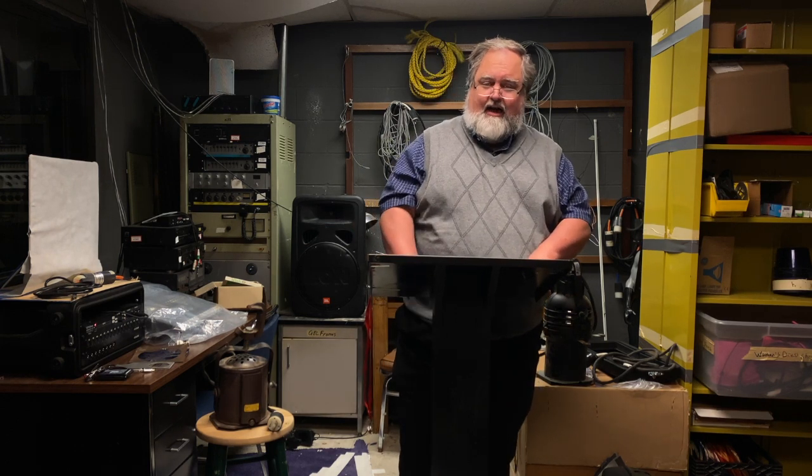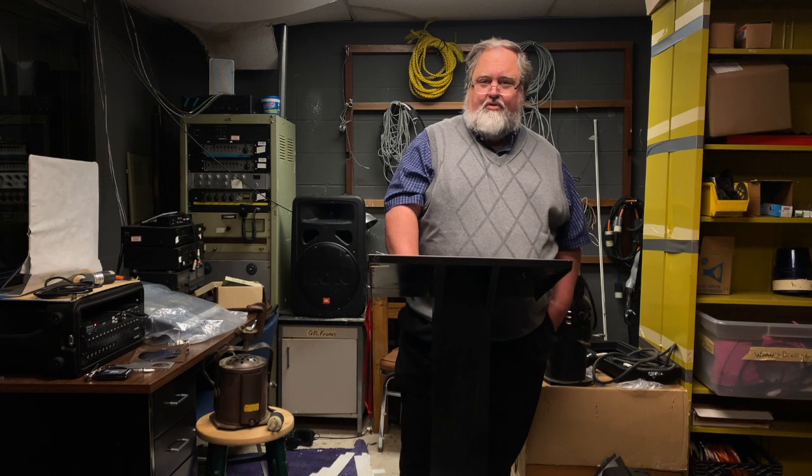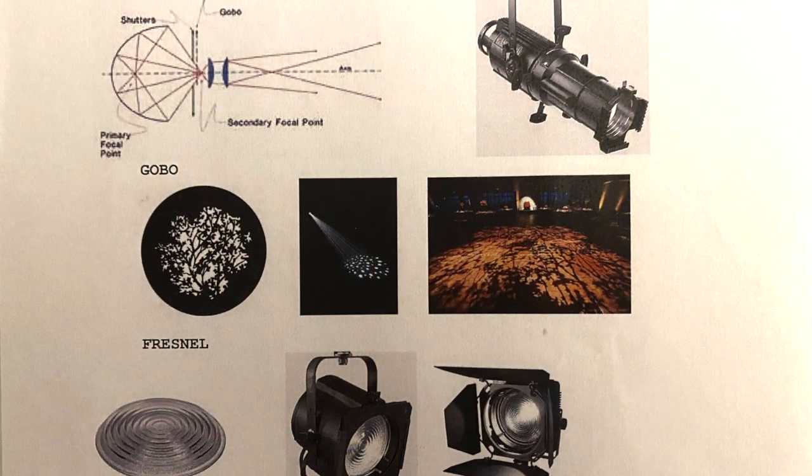The second layer of lighting design is to create the mood or the atmosphere, which is mostly done through color. Texture can also be used when we talk about gobos. You can add different textures to it.